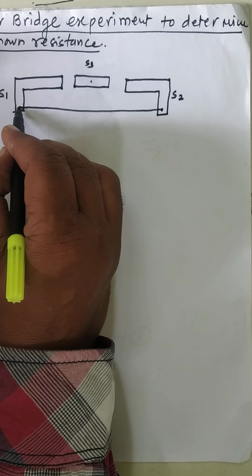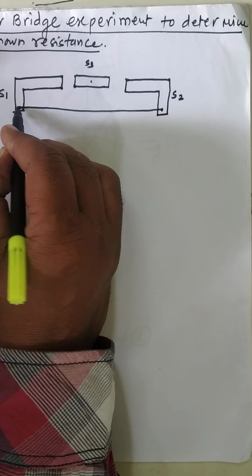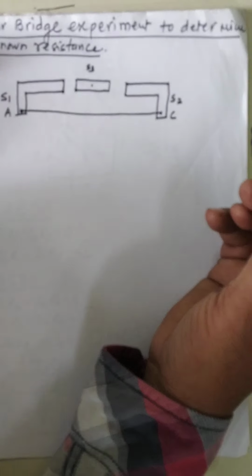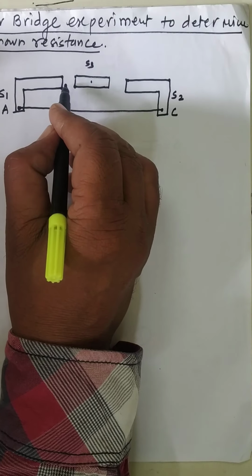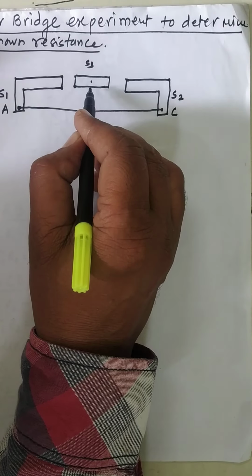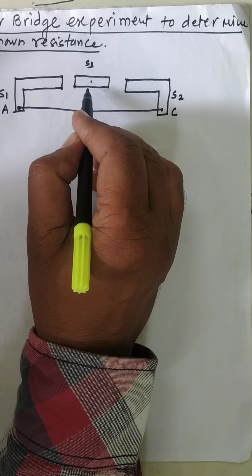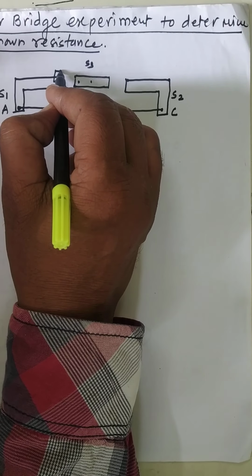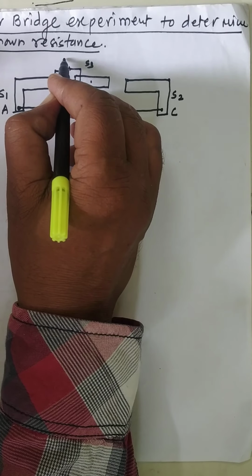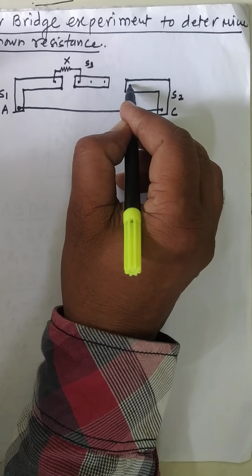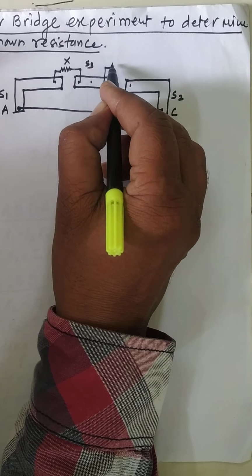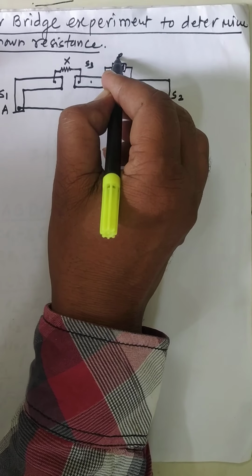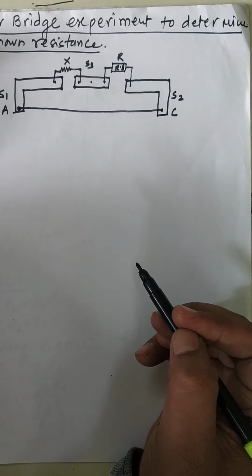Now, the 1 meter long uniform wire is stretched between the points A and C. The two gaps are formed by attaching the third copper strip S3. In the left gap of this meter bridge, the unknown resistance X is placed. In the right gap of the meter bridge, the known resistance box RB having the value resistance R is placed.